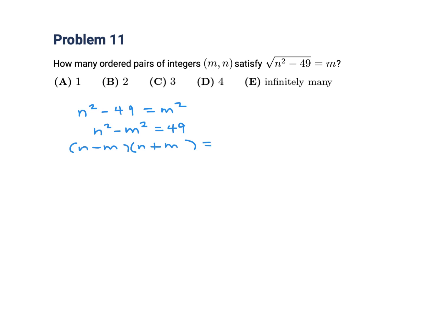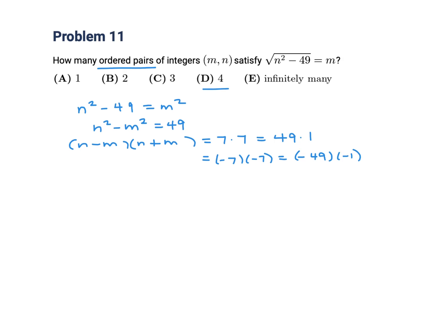Now, 49, obviously, I would like to factor that, but there are several ways. There's 7 times 7. There's also 49 times 1. There's also negative 7 times negative 7. That would also work. And, of course, the negative 49 times negative 1 scenario. And each of these will give solutions. So I'm anticipating there's going to be 4, but I have to prove that. That's what I think. So here we go.